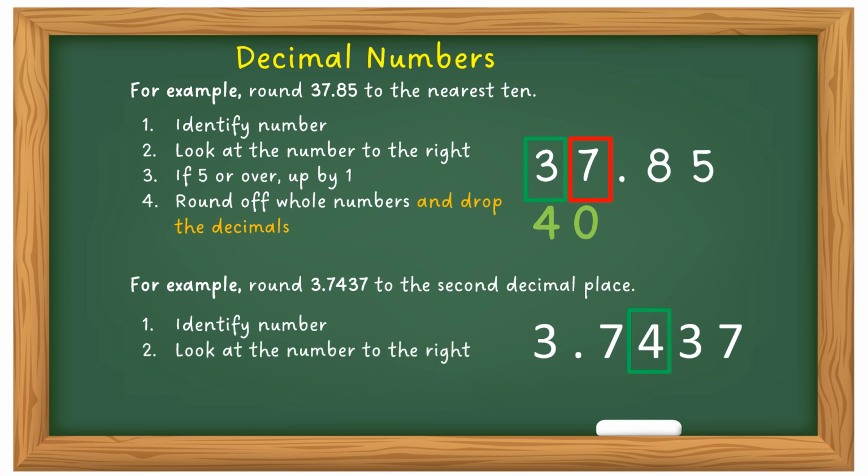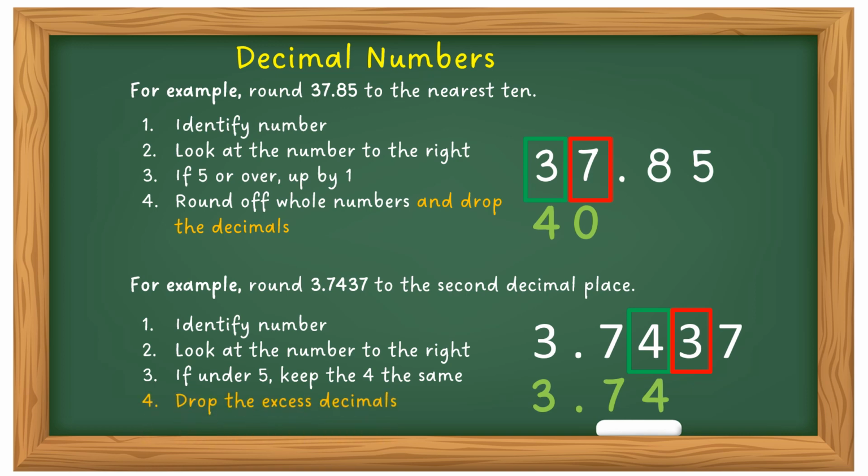Okay, so there's the 4. Look at the number to the right. You can see that it's smaller, so that 4 stays the same. Okay, so again, it's 3.74, and with decimals, you just drop them. You don't round them. You just drop them. And that's how you work with rounding decimal numbers.